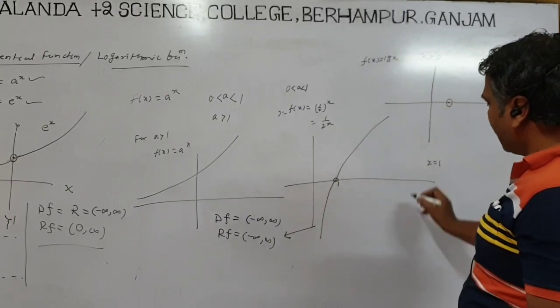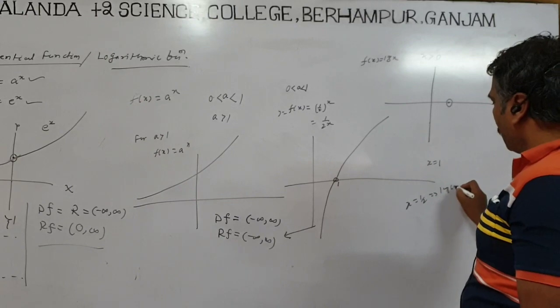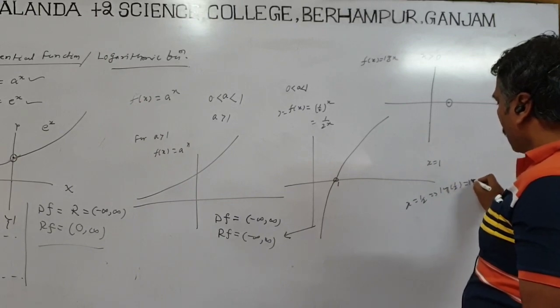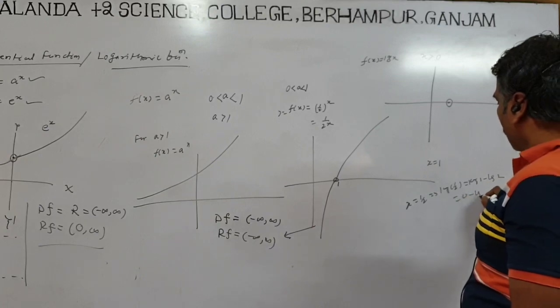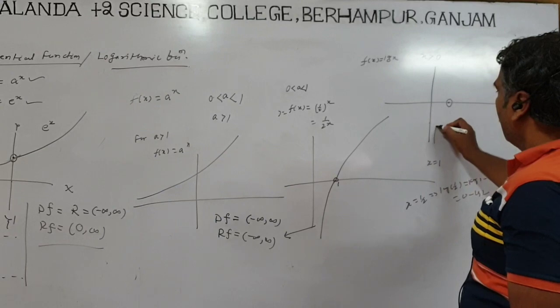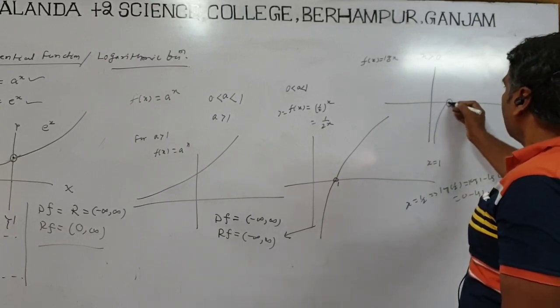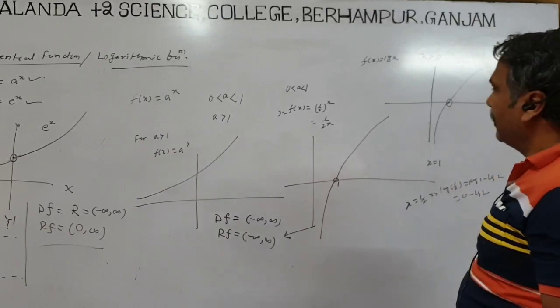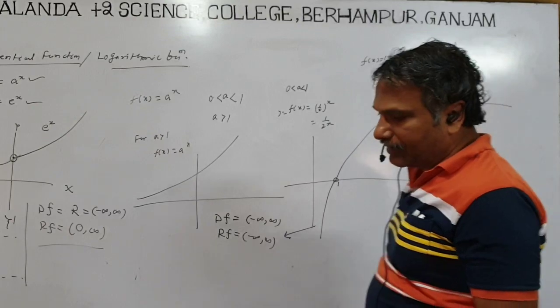If you take, let us say, x equal to 1 by 2, what is the log of 1 by 2? Log 1 minus log 2, that is 0 minus log 2, which is negative. Okay. When x is greater than 1, this one. Now this is the graph of the logarithm function.